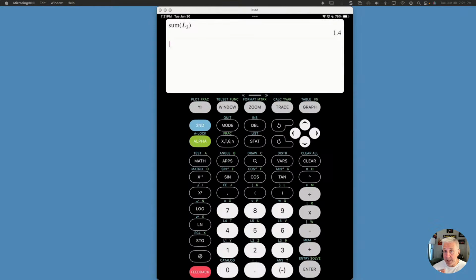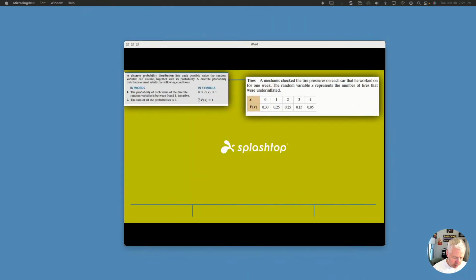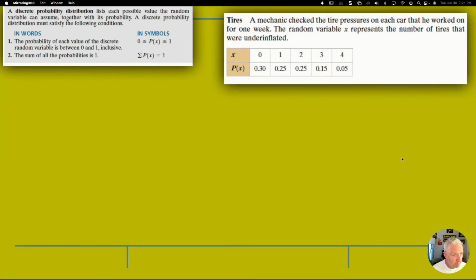Okay, we need 1.4 to find the variance. I wish I could write on this, but I can't, so I have to go back. Okay, still working with this problem. Now we're going to find the variance. The way we find the variance is to find the summation of the x value, subtract the mean, which was 1.4, squared, times your probabilities.